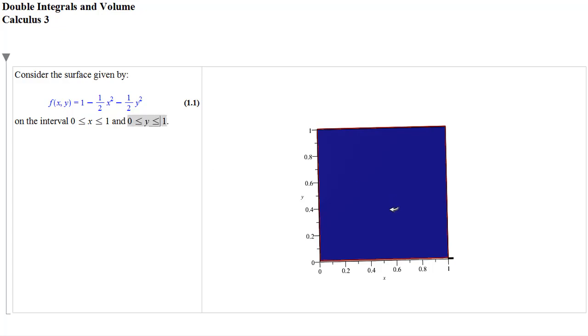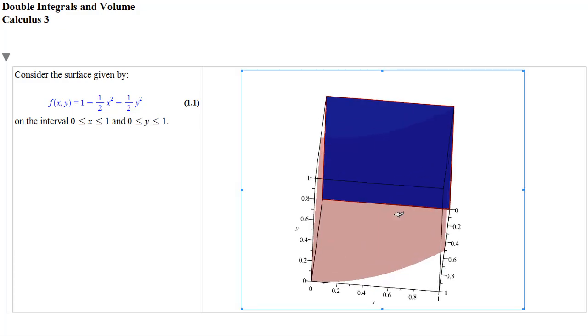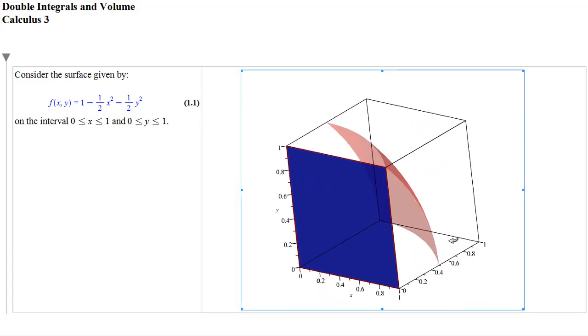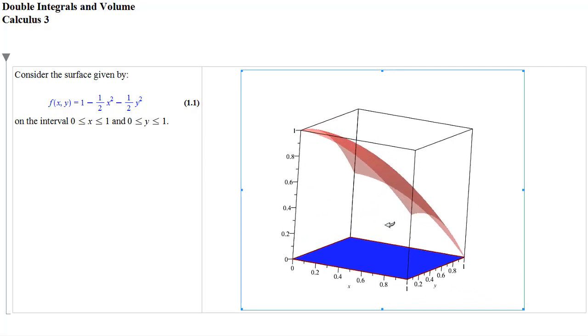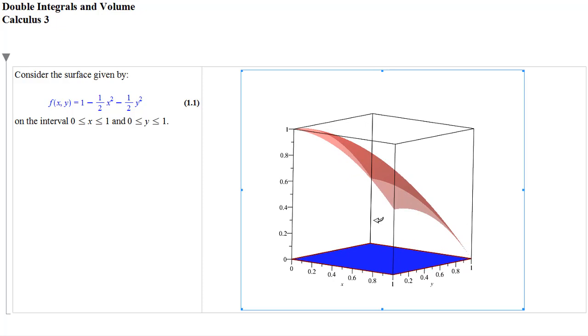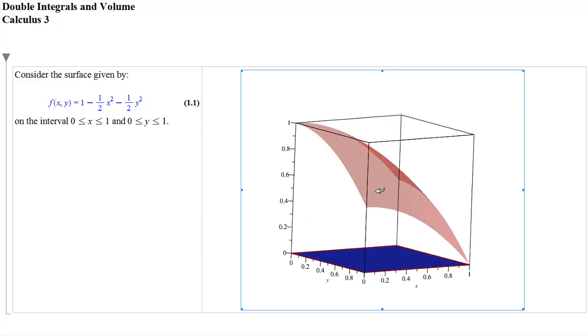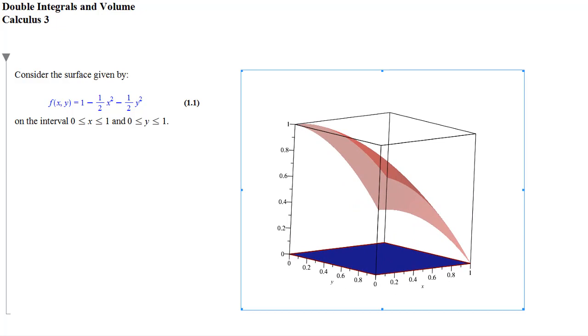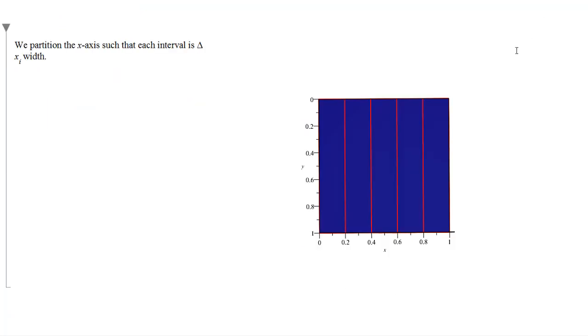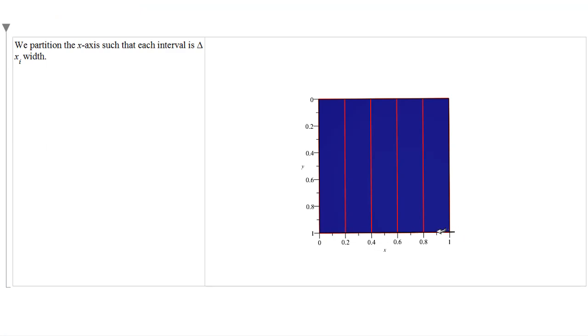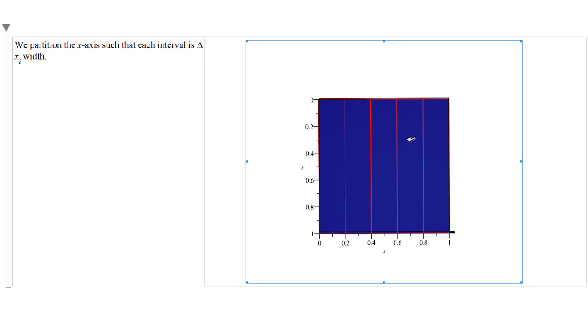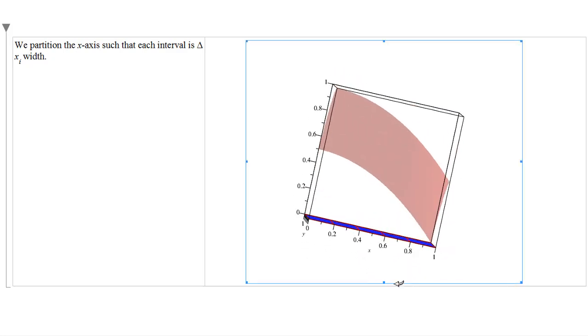So on this square, 0 to 1 in x, 0 to 1 in y, I've graphed the function. And so the red graph is the graph of z equals 1 minus x squared over 2 minus y squared over 2. Now we're going to partition the x-axis into intervals, subintervals if you want to call it that, each one being delta x in width. And again, here's the surface up above it.